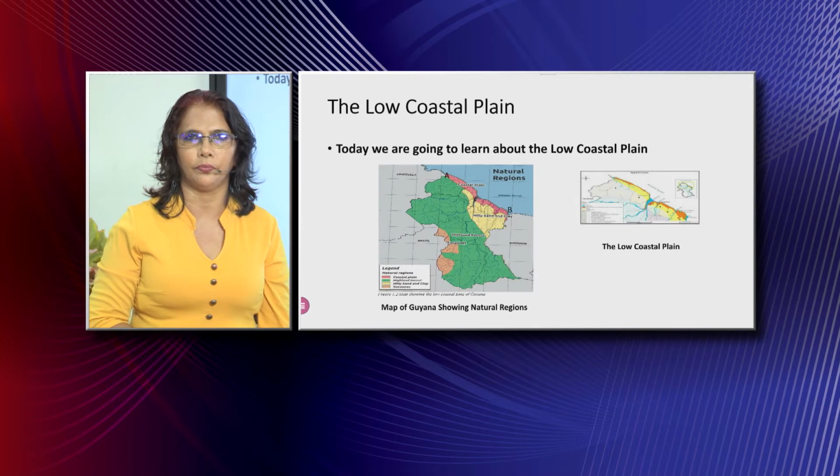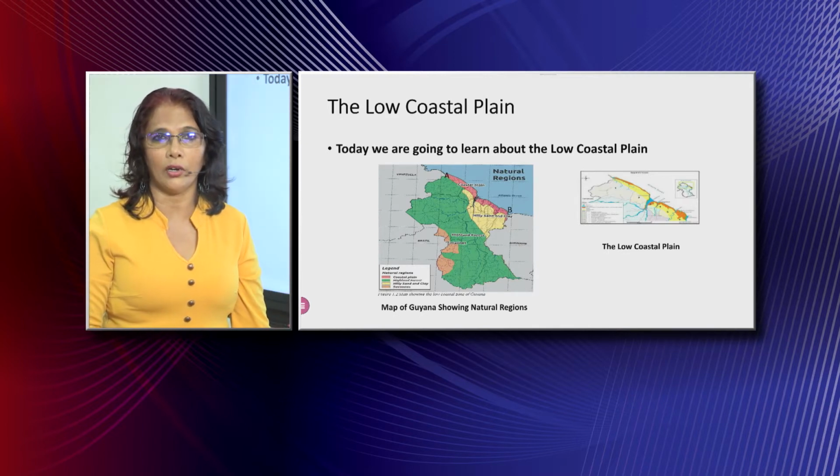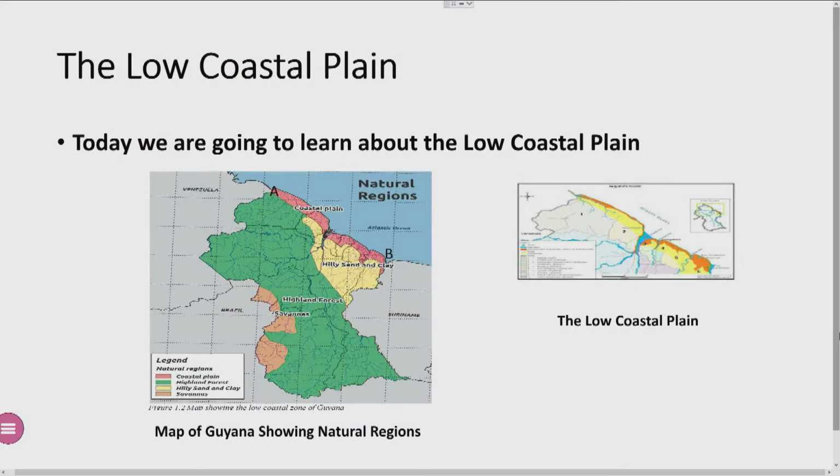Let us move on. Now today we are going to look at our low coastal plain. Can you see the map there? We have a map showing all 4 natural regions and our low coastal plain. If you look carefully at the map, you can see A, that is where the low coastal plain begins, and that part is called Point Playa.